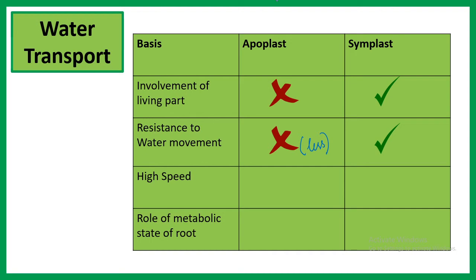Now, high speed. If you have less resistance, you will have high speed. Obviously apoplast will have high speed, and because of its fast progression we call it the highway approach. Then we have the symplast pathway. The symplast pathway does not have a high speed because its speed is curbed at the level of crossing your plasma membrane, right? At the level of crossing your plasma membrane, the speed is curbed.